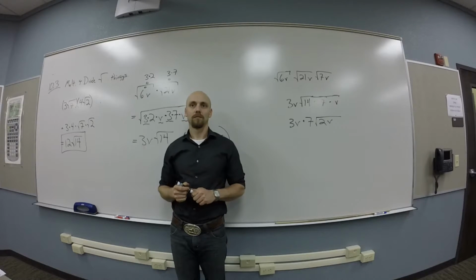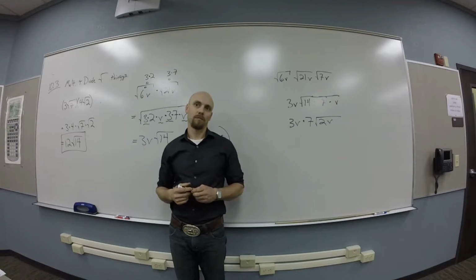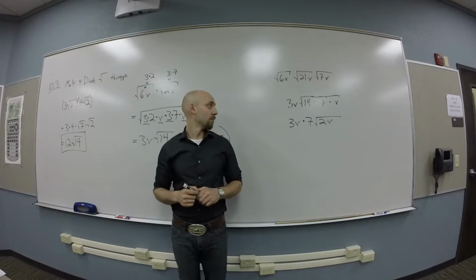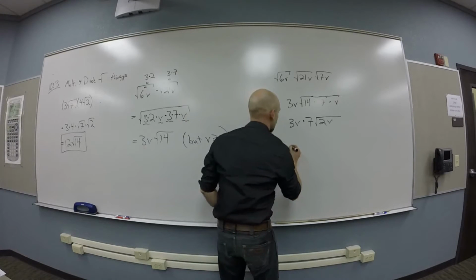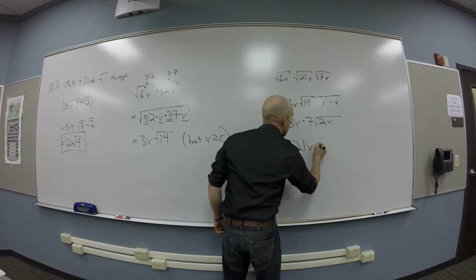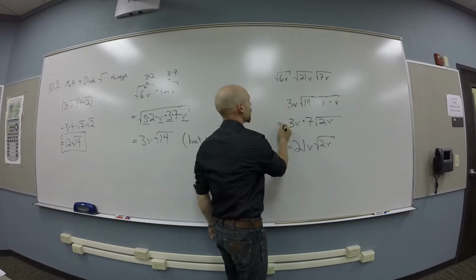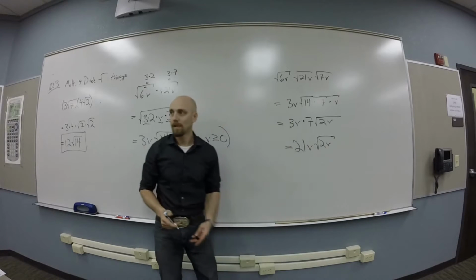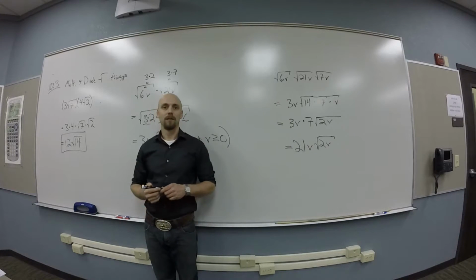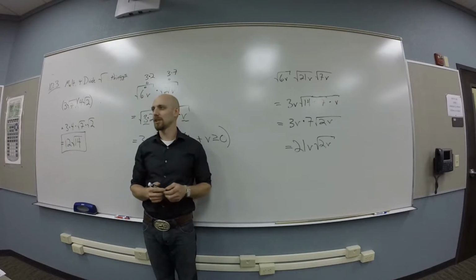Can I do any better than this? Just multiply the 3v and the 7. Okay, that's a good idea. So I get 21v square root of 2v. Can I do any better than that? I could rearrange it a little bit, but pretty much this is as good as it's going to get.